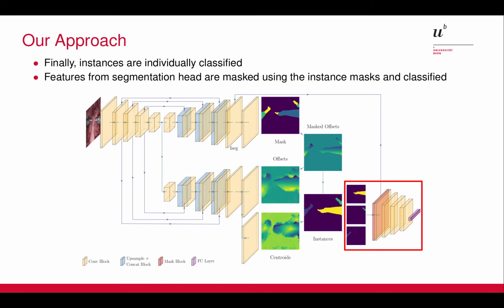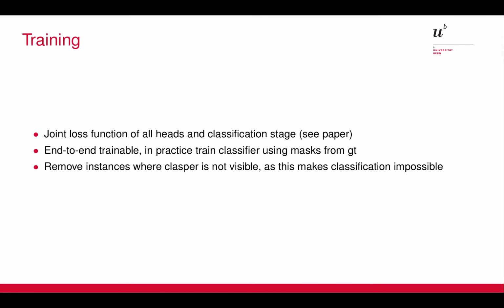We then use these masks to mask the features coming from the segmentation head and individually classify every instance to its instrument type. All parts of the network can be optimized using a joint loss function, which is detailed in the paper. We are able to train the method in an end-to-end manner, but choose to train the classifier using the ground truth masks, as the initial outputs in early training epochs of the previous stages may lead to suboptimal results. Furthermore, we remove training examples where the clasper is not visible, as these examples are not classifiable, even for humans.